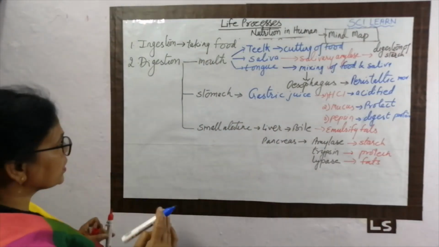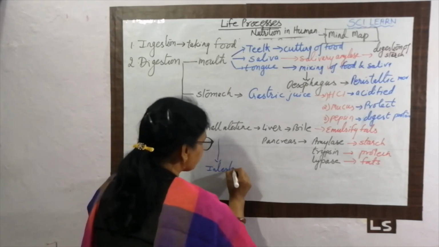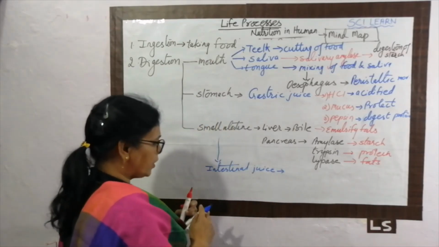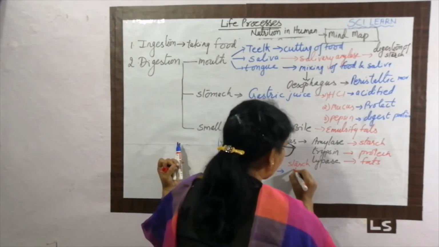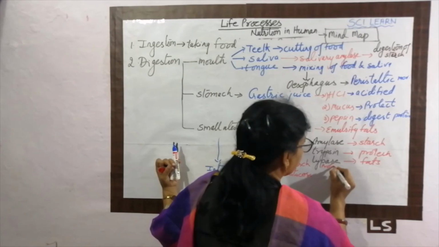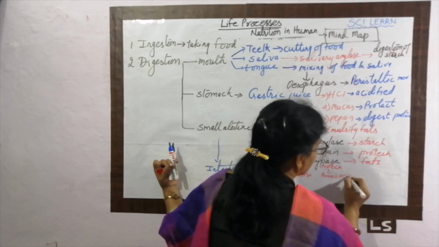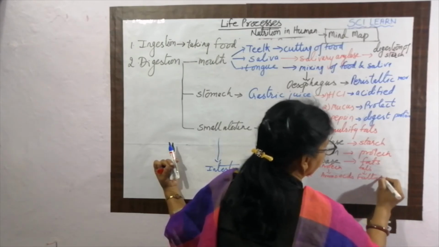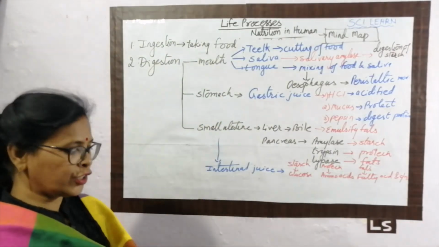Okay. Then one more substance is added here in the small intestine, that is called intestinal juice, which converts our food into simpler form. The starch gets converted into glucose. Then protein gets converted into amino acids, and fat gets converted into fatty acids and glycerol. The complete digestion is over here.